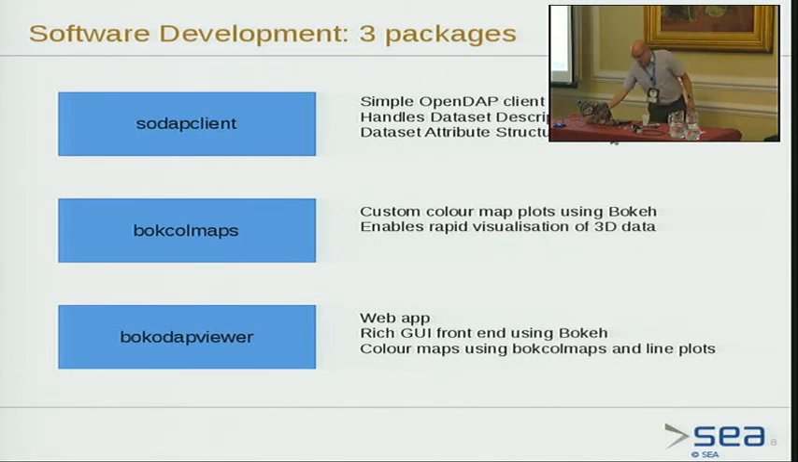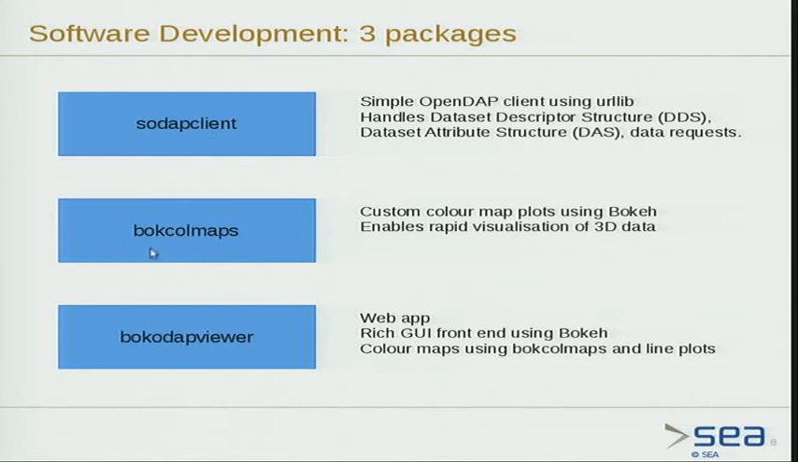And then slightly tortuous package names here. They're sort of amalgamations of the words, but so that's simple OpenDAP client. Bokeh color maps. This is using existing Bokeh components, but basically writing a new class which puts together different plots to do something quite interactive. You'll see that in a moment. And then the actual app is called that, and I'll show you in a moment, you can develop fairly rich GUI front ends using Bokeh.